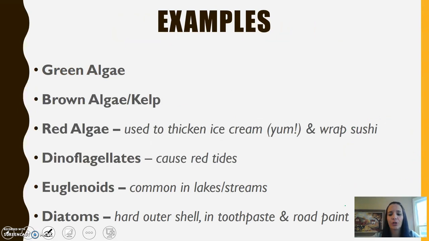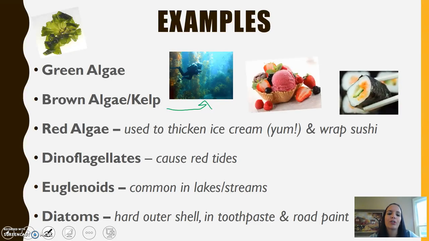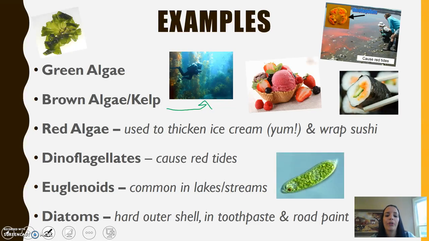So there's 6 examples we're going to talk about. Green algae and brown algae, or kelp, are two very commonly known plant-like protists. Kelp is the one I was talking about. Kelp looks a lot like seaweed, and you may think it was actually a plant, but in reality, it's a plant-like protist. Something else you might not know if you enjoy your ice cream is red algae is used to thicken ice cream. Or if you have sushi wrapped in seaweed, that's the kind you're eating. Dinoflagellates are kind of the bad guys. They cause red tides. Euglenoids are really popular, and these are common in lakes or streams, and you can see their color, right?